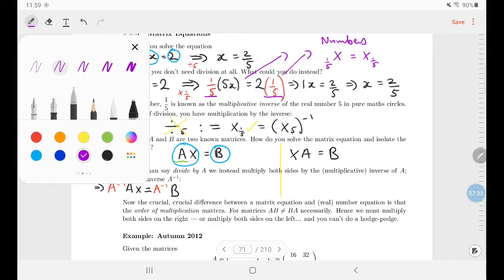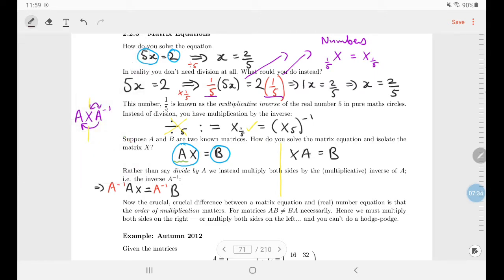Now what we do is the A inverse undoes the A. Now if you want, you can call this an I x and then say I x is x, and you end up with x equal to this, but I think it's probably just easier to say A inverse undoes the A, so you end up with x is equal to A inverse B.